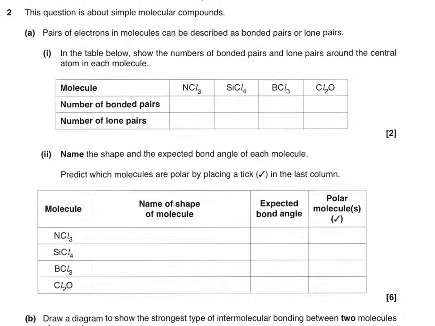So looking at question 2, it obviously starts off by talking about the fact simple molecules are what the question is about, and it starts introducing pairs of electrons in molecules can be described as bonded pairs or lone pairs. And in the first part it says show the numbers of bonded pairs and lone pairs around the central metal, or the central atom, in each molecule.